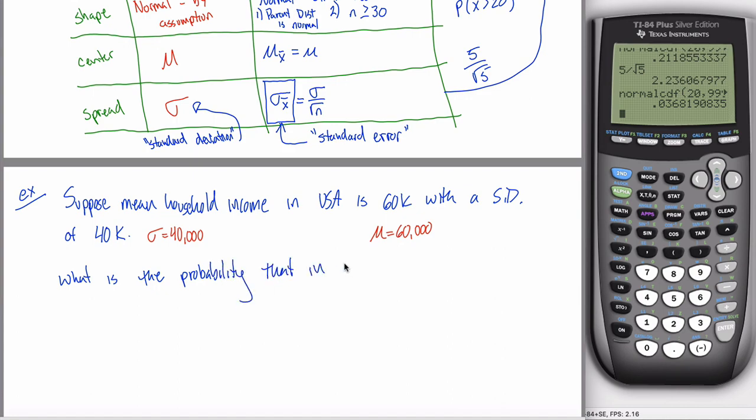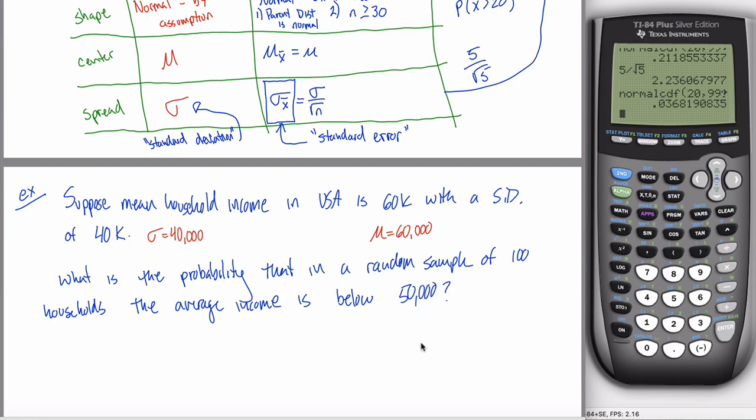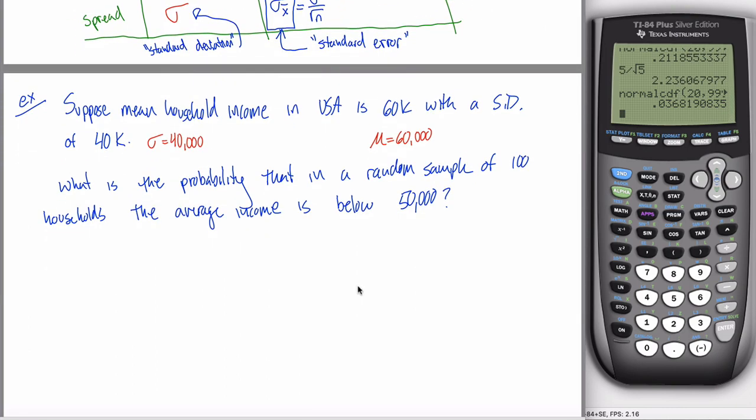in a random sample of, I don't know, let's say 100 households, the average income is below, I don't know, 50,000. Sure. Suppose I asked you this question. If I asked you this on the test, there would be several parts to it. The first thing I would say is, you're going to determine the probability that in a random sample of 100 households, the average income is below 50,000 by following the steps below. And the fact that this is 100 right here tells you that n is equal to 100.